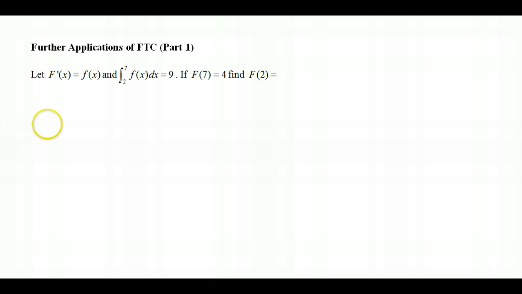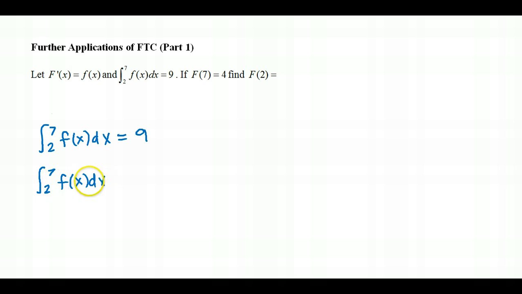So let's start by writing what we know. We know that the integral from 2 to 7 of f of x dx equals 9. But here's what else we know. Remember that the integral from 2 to 7 of f of x dx, I can apply the Fundamental Theorem of Calculus to this in a general way by saying that this is equal to little f of x's antiderivative, which is big F. So this is the same as F of 7 minus F of 2. And this has to equal 9.